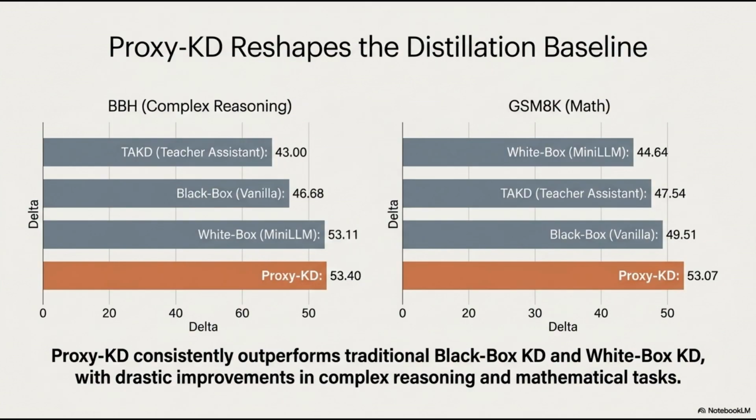Right. So to give you context, GSM8K is a data set of grade school math word problems. Okay. Things like, if Jane has 5 apples and eats 2 every Tuesday, how many does she have in a month? The model has to actually show its multi-step work to get it right. Sounds simple, but it's hard for them. Very hard. Using the tiny, highly efficient Llama 2 7B model as the student, traditional black box KD, where you just blindly copy the teacher's answers, got a score of 49.51. But when trained through the new Proxy-KD method, that same tiny student hit a score of 53.07.